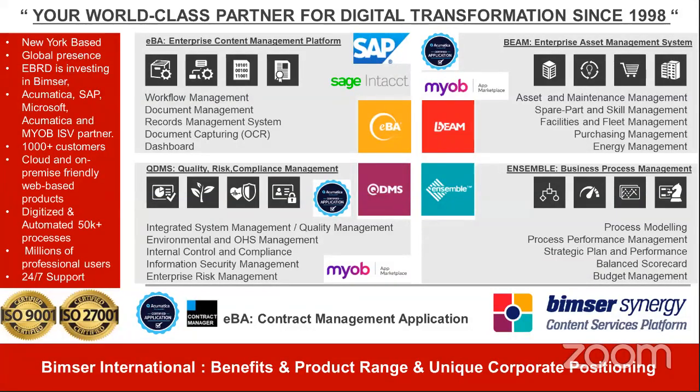BEAM, as we have been talking about today and demonstrated earlier, is our asset and maintenance management system. We have QDMS for quality, risk, audit, and compliance management, and Ensemble for intelligent business process modeling and performance management. At the bottom, you can see a contract management application. We developed EBA to help companies manage their contracts digitally. And we have a new product coming soon called Synergy, which is an upgrade of EBA, a native cloud workflow engine automation platform. So that is what we have been doing since 1998.